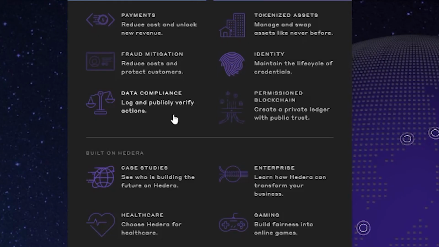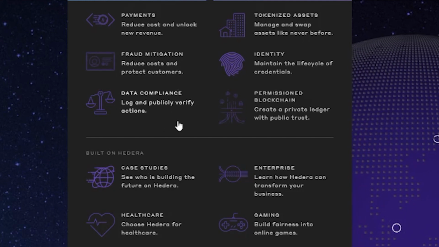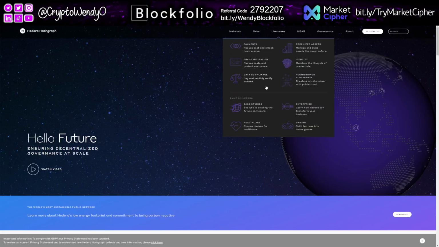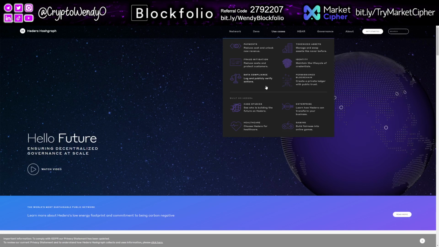Data compliance, log and publicly verify actions. So basically what this is over here, you want to be able to go ahead and comply actions. You want to verify things that happened legally. So you'd be able to go back and see what happened with a specific case. That's what is resonating with me. But I think this is really great because you can go back and see what people are doing. It's basically all these use cases are basic things that other blockchains do, but Hedera is claiming that they're a lot faster and more efficient.